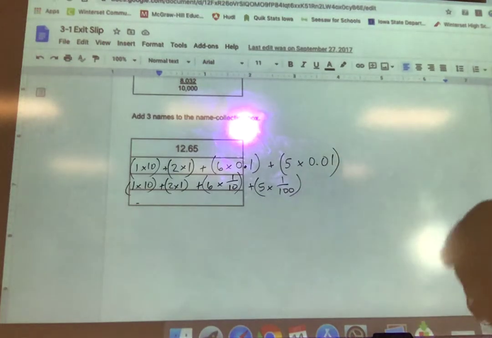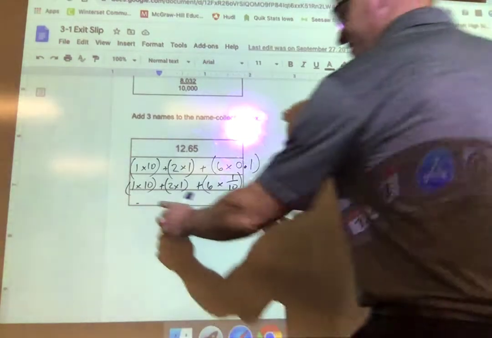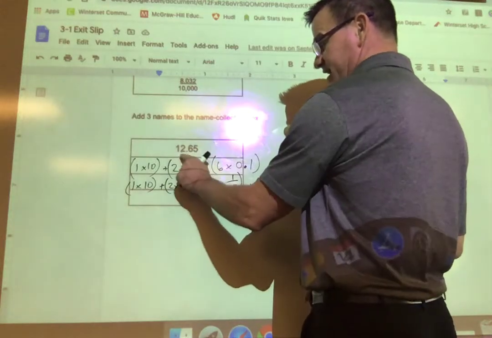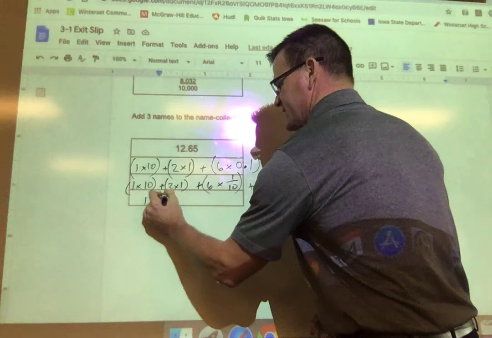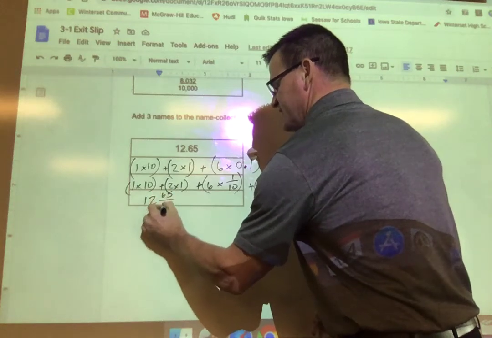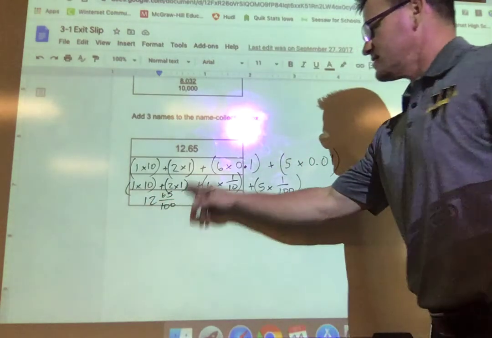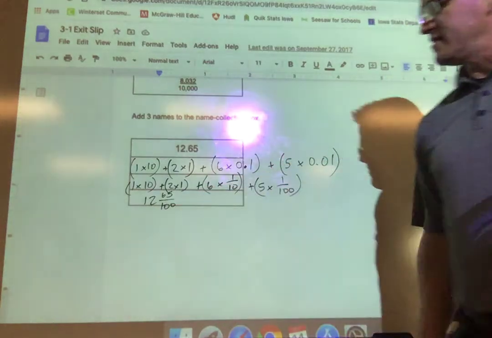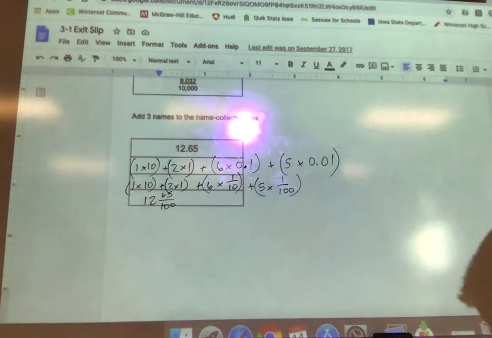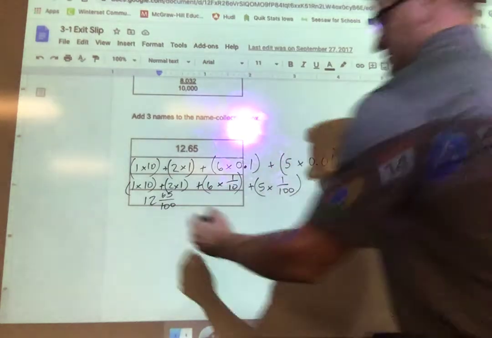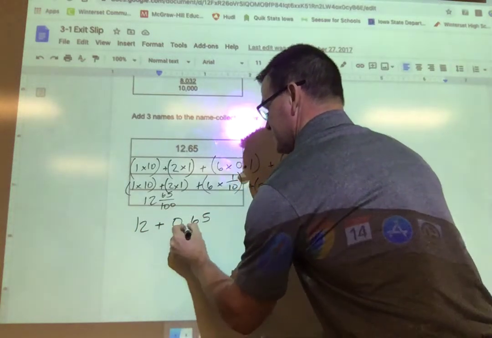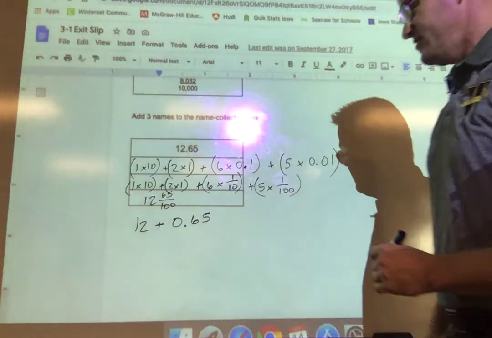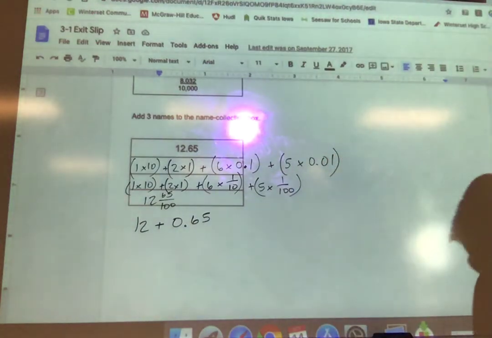Okay, we could write it like a fraction or a division problem, or we could just write it like we say it. 12 and 65/100ths, and just write it as a mixed number. Okay, change that decimal to a fraction part there. 12 and 65/100ths. We could do 12 plus 65/100ths, because I know that together is 65/100ths. So all kinds of ways we can do this.